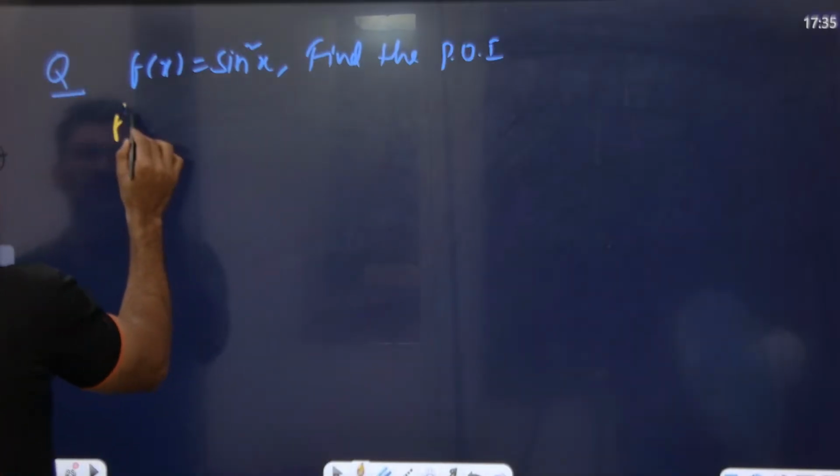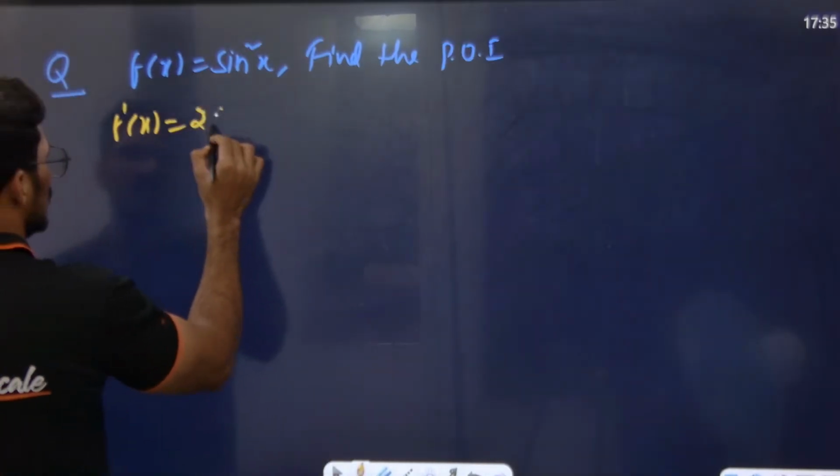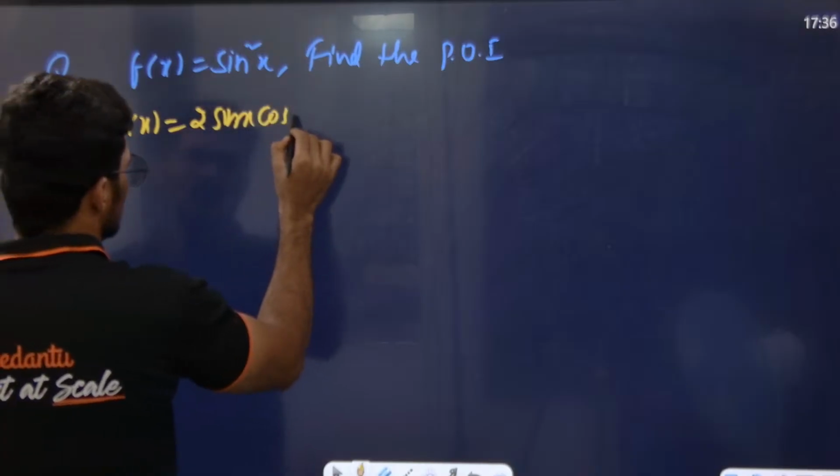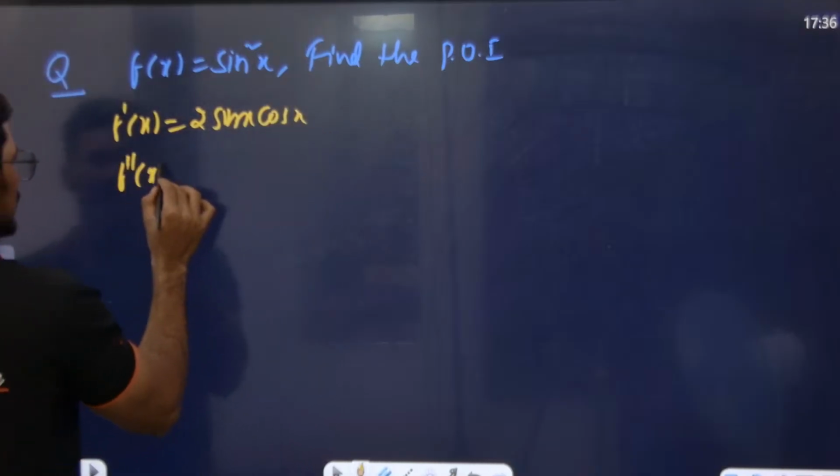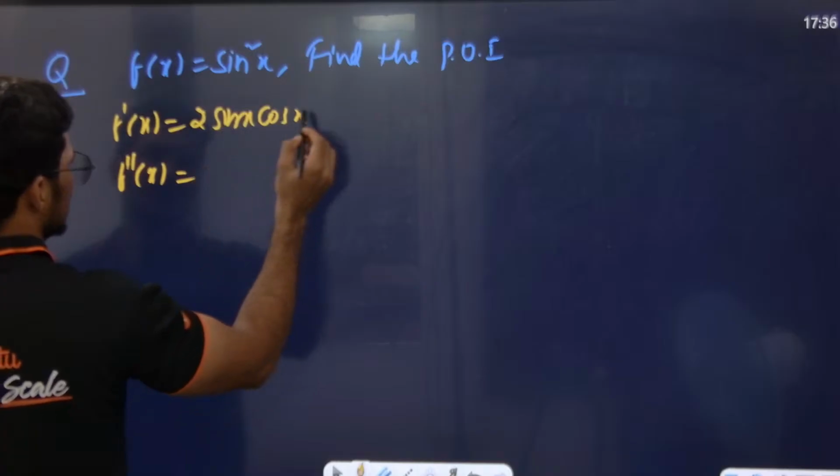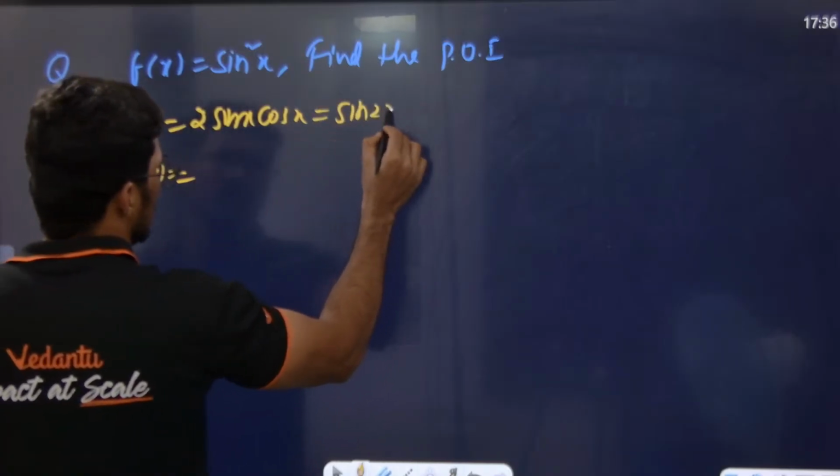First, what did Suresh sir say? He said to take f dash of x. So 2 sin x cos x. Super sir. We need to take f double dash of x, which is nothing but what? 2 sin x cos x is basically what? Sin 2x.